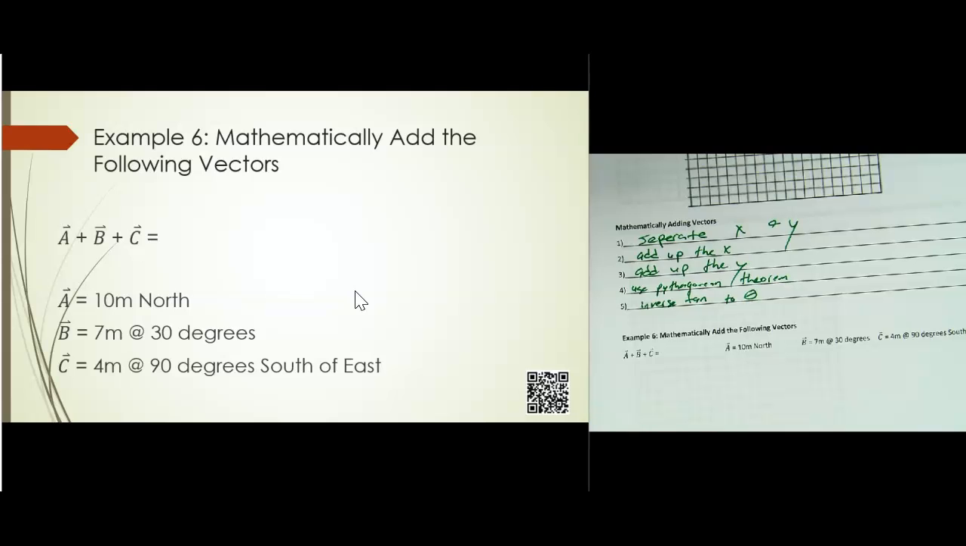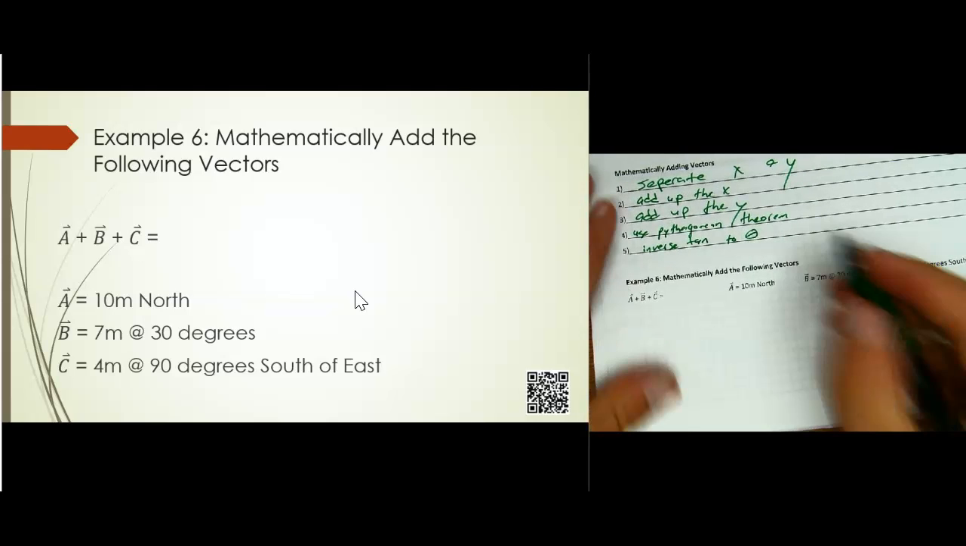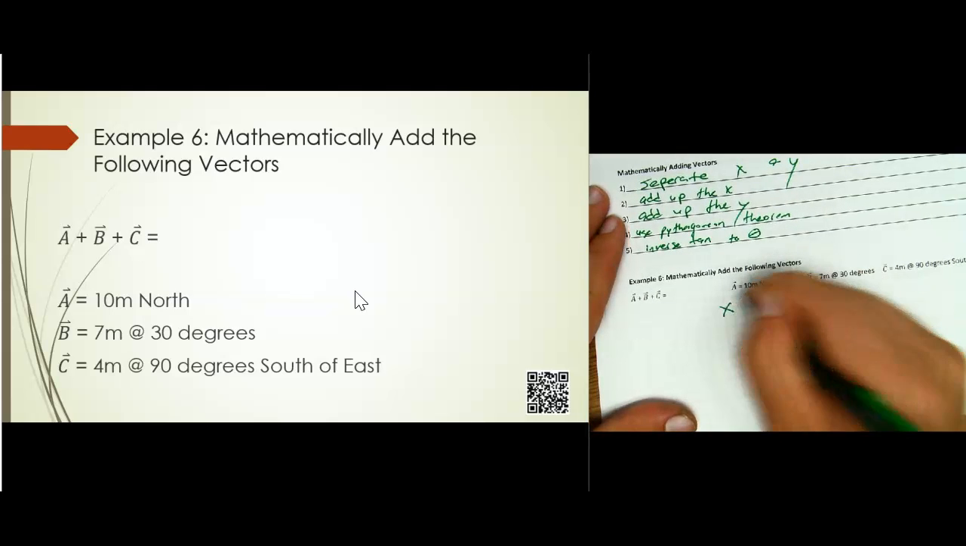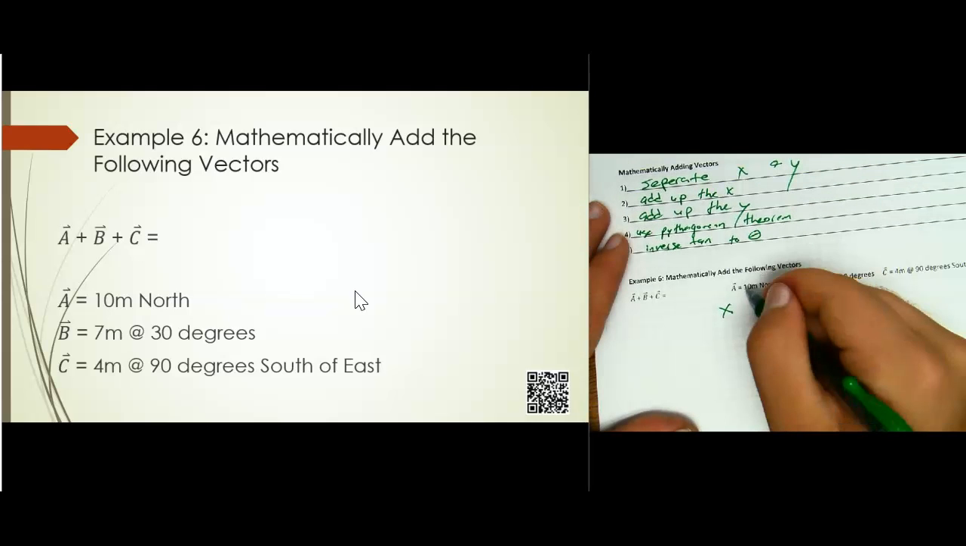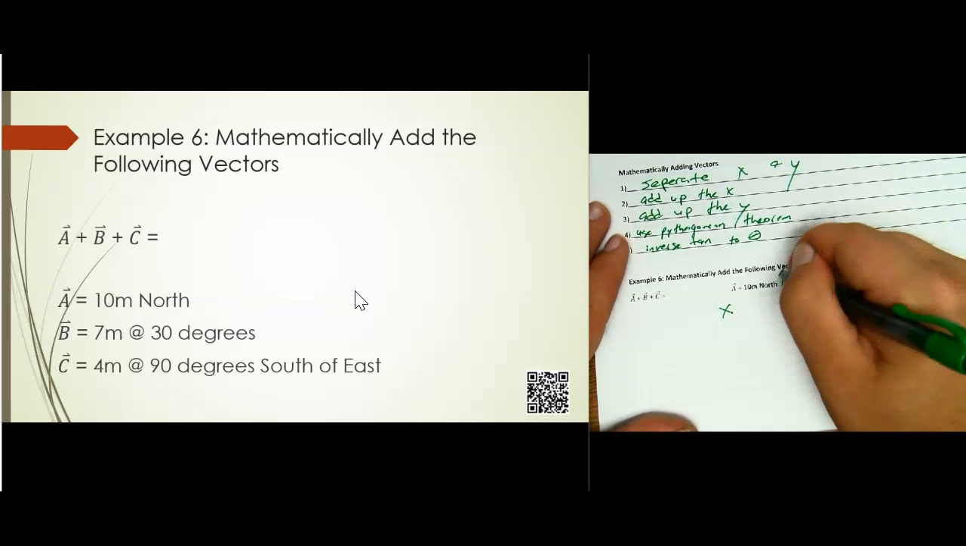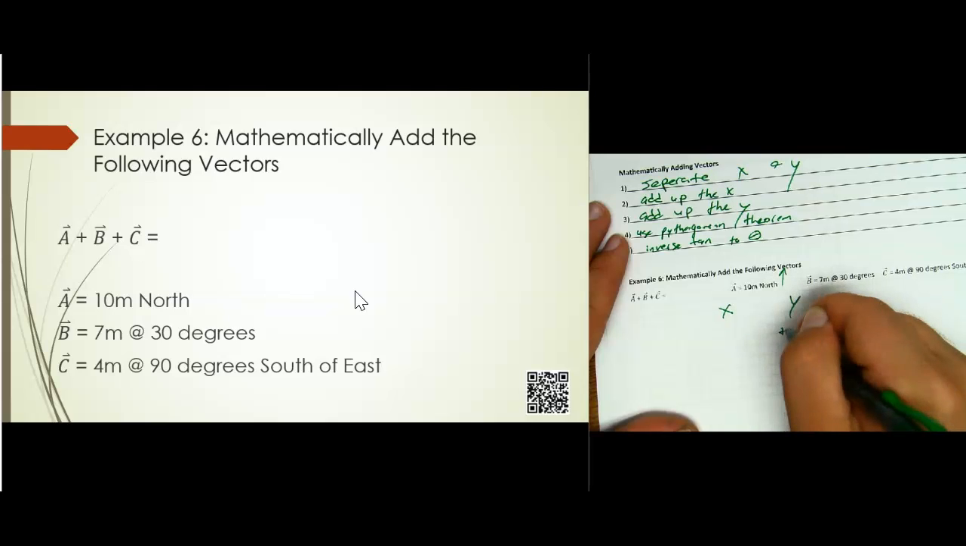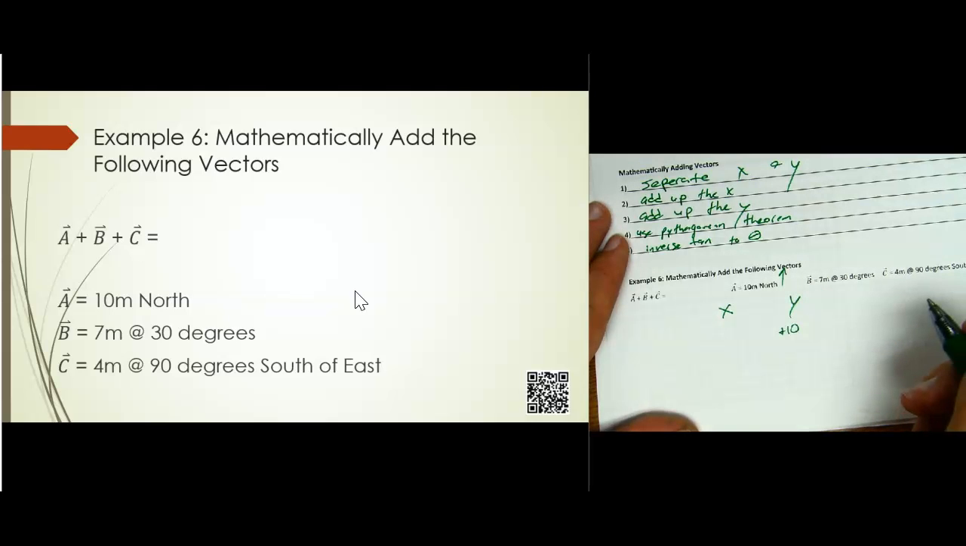Okay? So 10 meters north. Okay, so I have to separate my x's and my y's. Well, if I'm going 10 meters north, that's straight up. So my y is positive 10. It's going straight up. Or my x doesn't move anywhere. Okay.